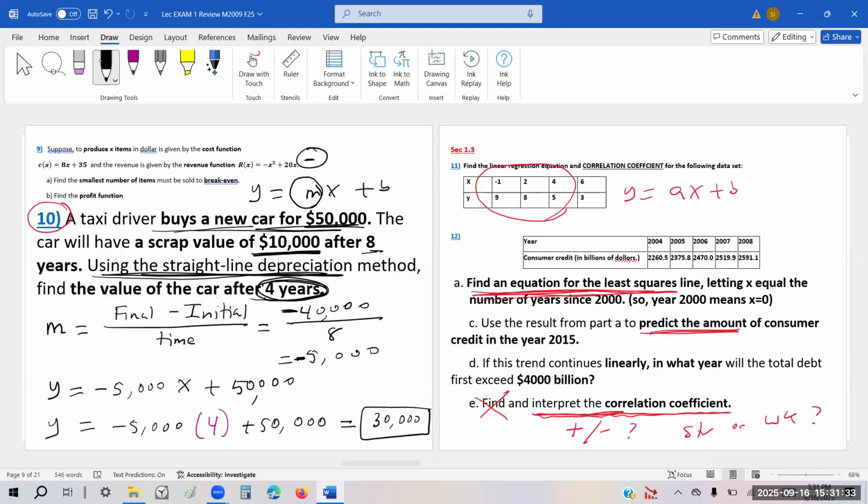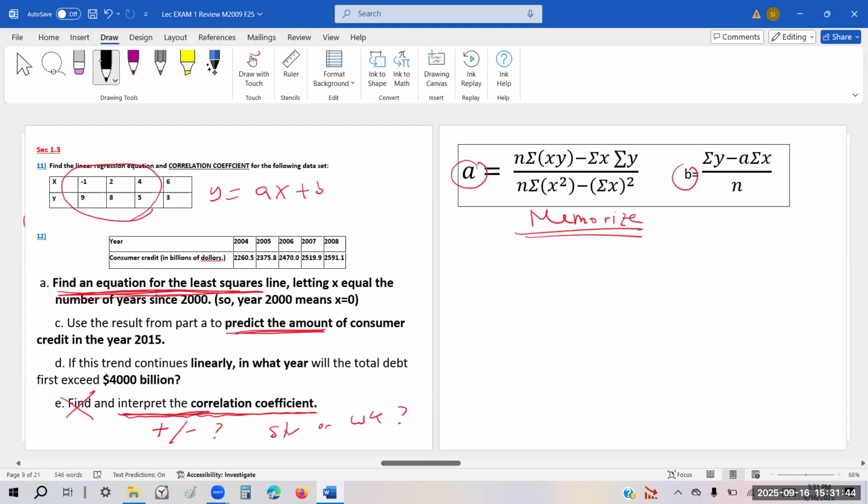Now for the next one, I don't have time to go over a detailed example, but I'm going to tell you how to create a table. First thing, you have to memorize this formula. In this formula, you see you need to know x, y. You need to know the sum of x, the sum of y, and also the sum of x squared. So there are a few things you need to figure out before you apply the formula.